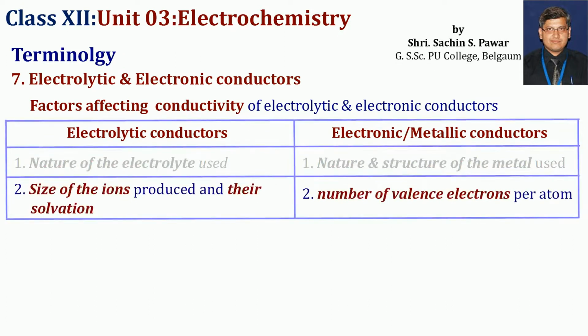For electrolytic conductors on the left hand side, as the size of the ion increases, the mobility of the ion decreases, and hence it will decrease the conductivity. So smaller the size of the ion, greater is the conductivity of electrolytic conductors. While in electronic conductors, greater the number of valence electrons, greater will be the value of conductivity, because as the number of valence electrons increases, there is more chance of those electrons going into the conduction band, and as and when the electrons come in the conduction band, it starts conducting electricity, and that we have already seen in the topic called solid state.